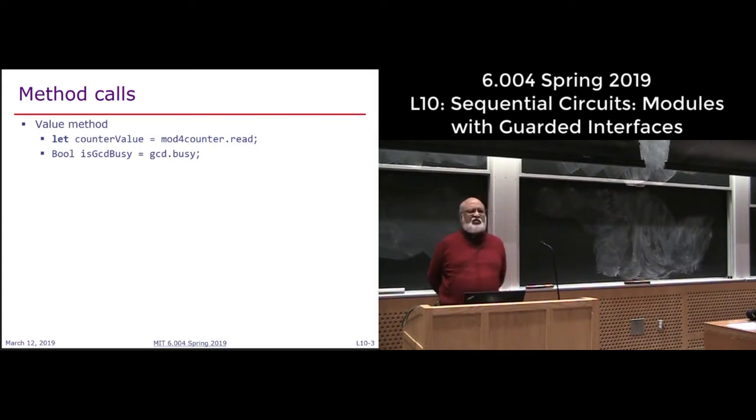And you may recall what let was. Let will automatically figure out what the type of this is. It'll go and look at the definition of mod4 counter, or the definition of counter value, and somehow figure out what should be the type of the value that is coming out. Similarly, I could have said bool is GCD busy, which is essentially the signal busy coming out of the GCD module. Okay, so always think of a value method as simply an expression, and you know by now that an expression you can always name. You can assign it to a variable t, and use t from there onwards.